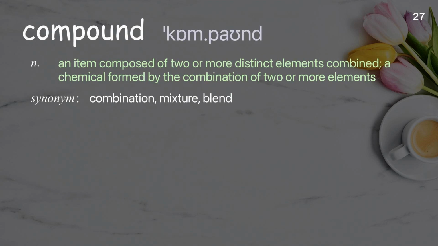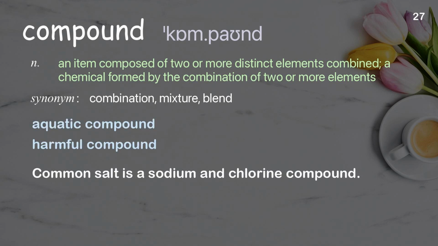Compound. An item composed of 2 or more distinct elements combined; a chemical formed by the combination of 2 or more elements. Examples: Aquatic compound. Harmful compound. Common salt is a sodium and chlorine compound.